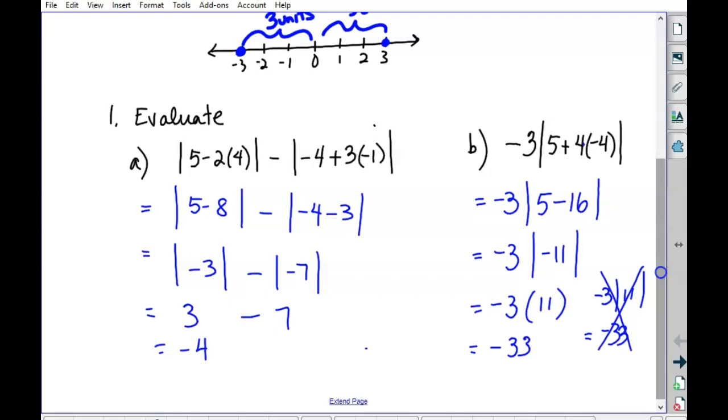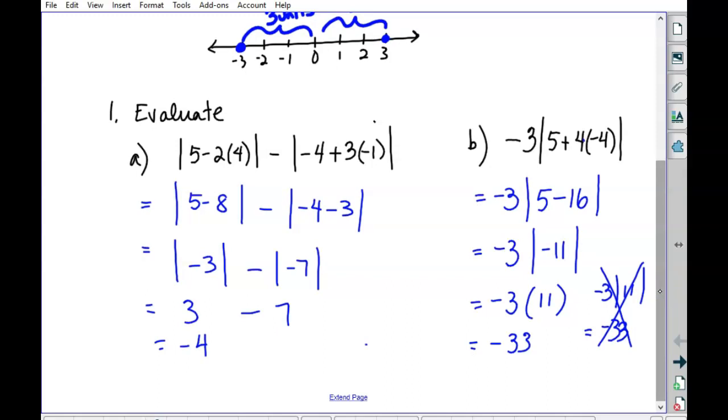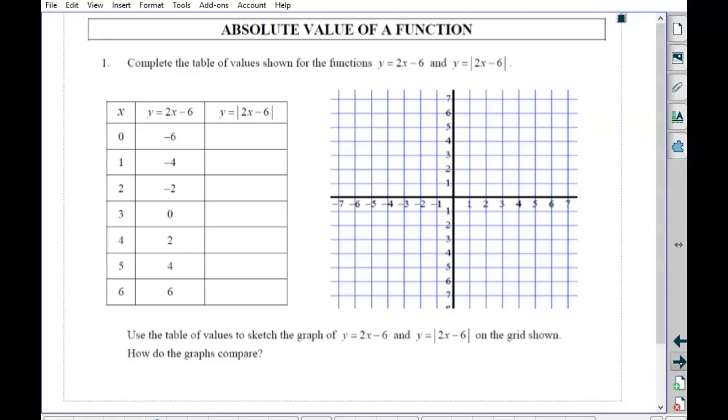Once you do that, just like once you take a square root, the square root sign goes away. Once you square a number, the square goes away. Once you take the absolute value, the signs go away. Okay? So that's just evaluating absolute value expressions. So now take a look in your note sheet. So get your note sheet out.